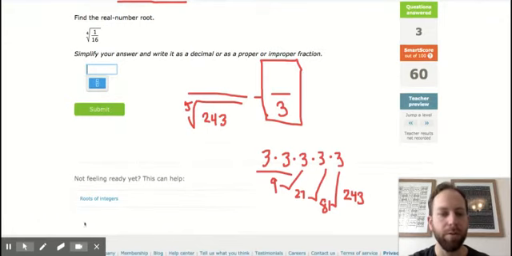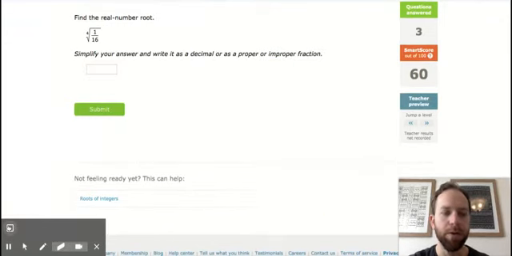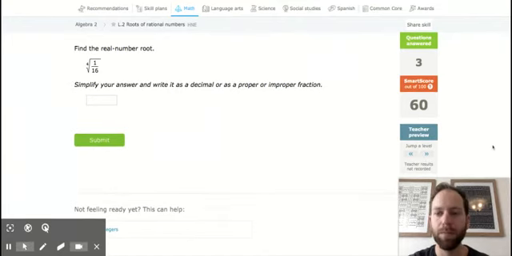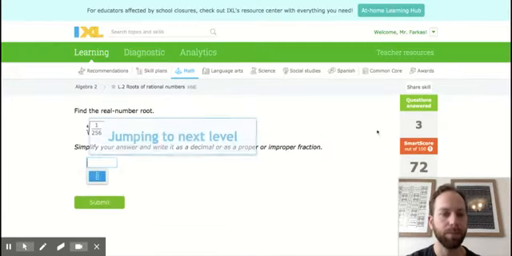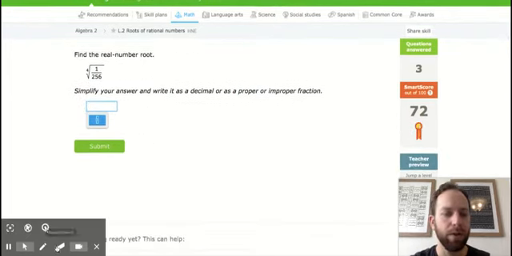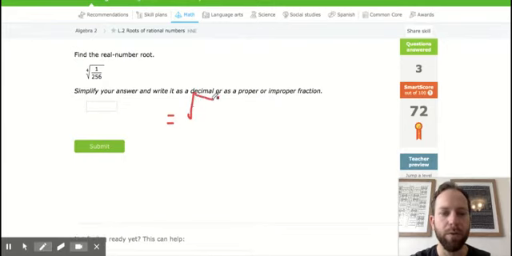All right, these are pretty similar. I'm going to keep going. Here you're finding the 4th root of 1 over 256. Let's go ahead and try this one together. So what's the 4th root of 1? Well, any root of 1 is just 1 because 1 times itself any number of times will still be 1. And then what's the 4th root of 256?